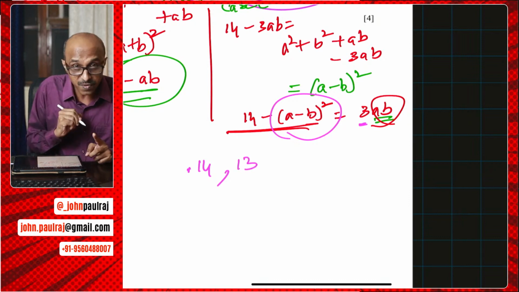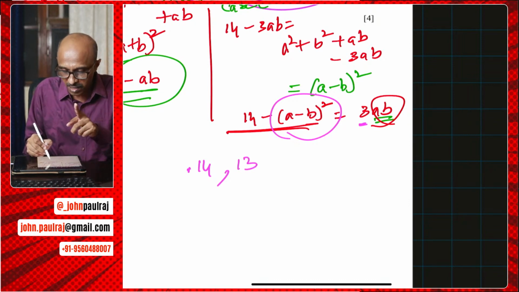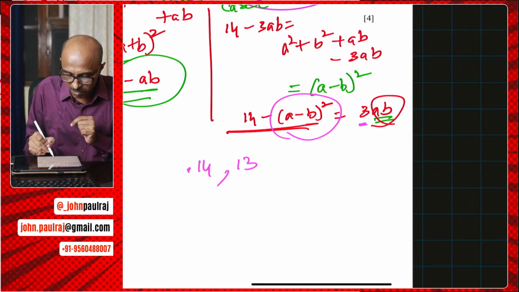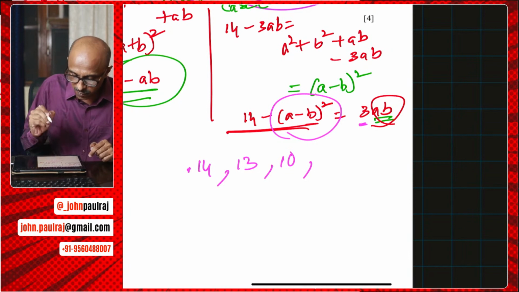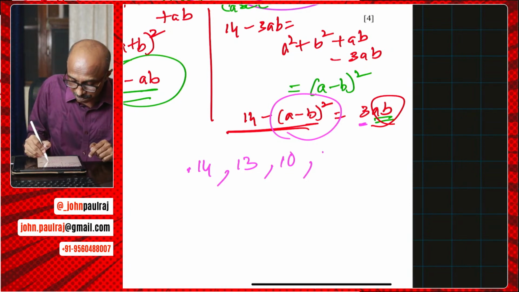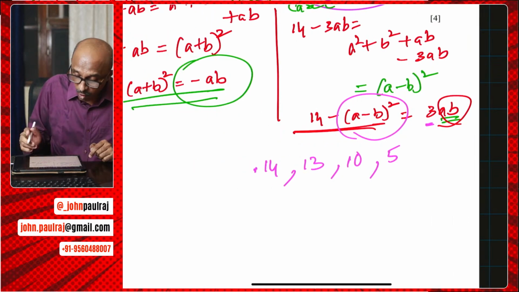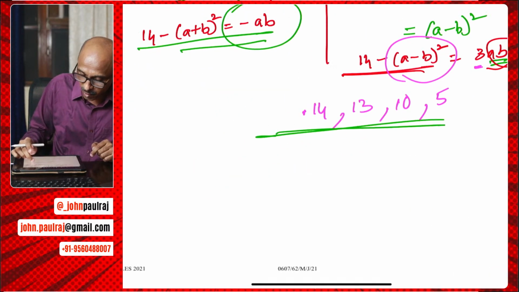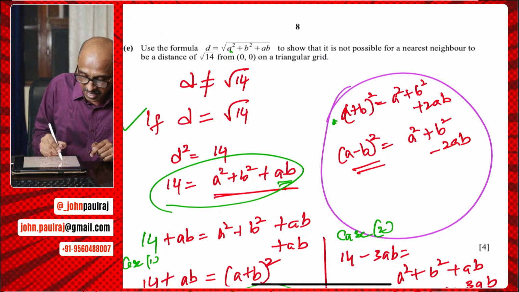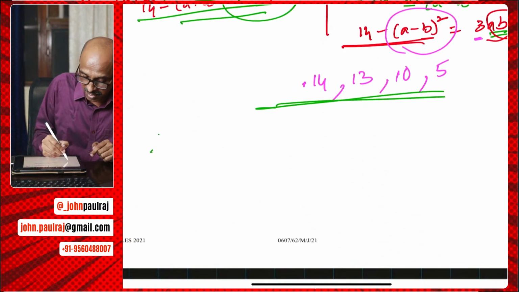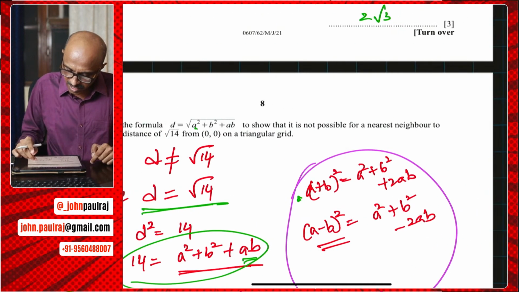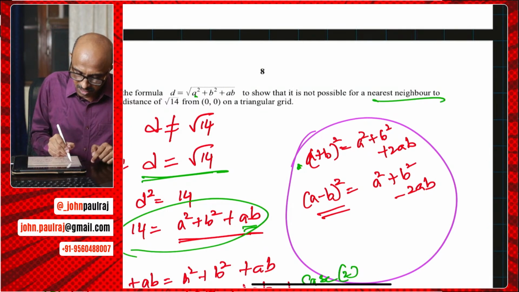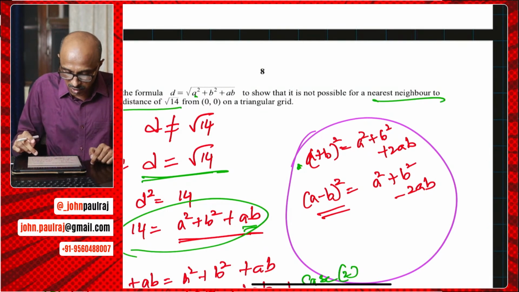And 13 is not a multiple of 3. Then the next square number after 1 is 4. 14 − 4 is going to give us 10, and that again is not a multiple of 3. The next square number after 4 is 9. 14 − 9 is going to be, again, not a multiple of 3. So all this kind of discrepancy is coming. Why? Because of that assumption we made that d is the square root of 14, and therefore we say that d cannot be the root of 14. It's not possible to have a nearest neighbor at a distance of the square root of 14 from (0, 0) on a triangular grid.